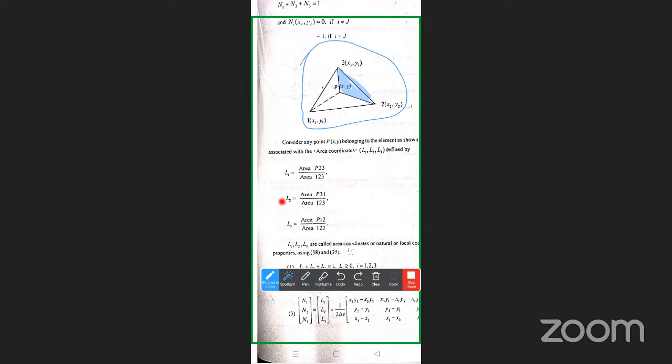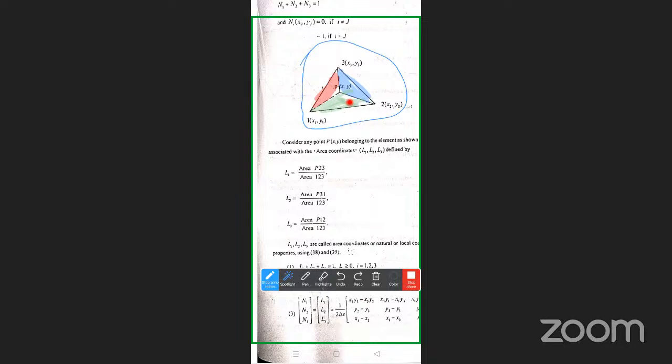Next, L2. L2 is obtained by removing node 2, so it is the area of this triangle, P, 3, 1, divided by the area of the total triangle. Next, L3. L3 is equal to the area of this triangle divided by the area of the total triangle. So these are the L1, L2, L3 coordinates associated with point P.